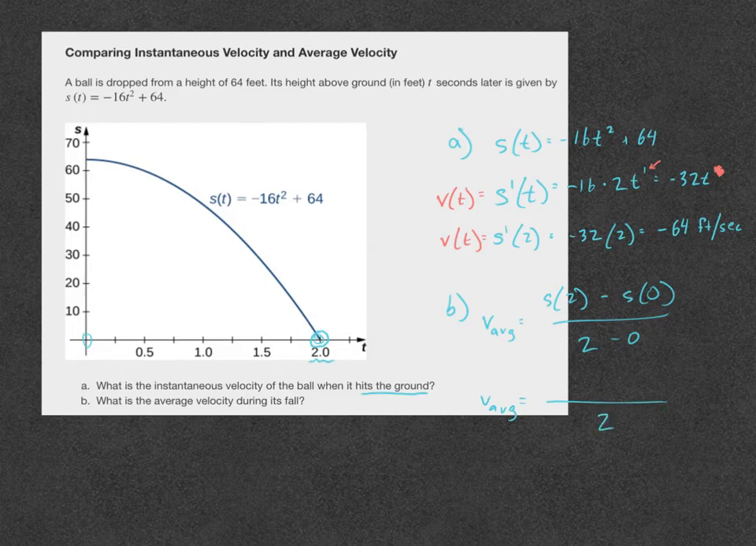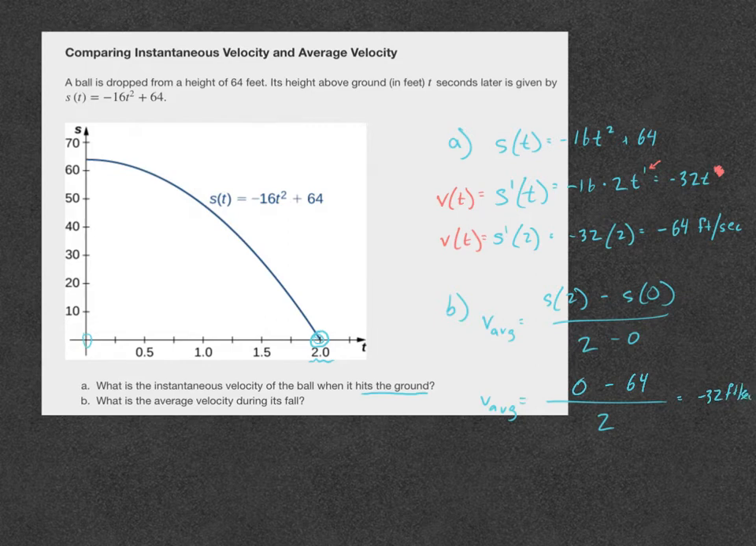All right, so what is s of 2? What is s of 0? I know my denominator is 2. S of 2, if I plug 2 into the original function, check that in your calculator: 2 squared is 4 times 16, that is 64, negative 64 rather. And when you add 64, you should get 0. So s of 2 is 0, and then s of 0, plug 0 into the function, and you get 0 plus 64.